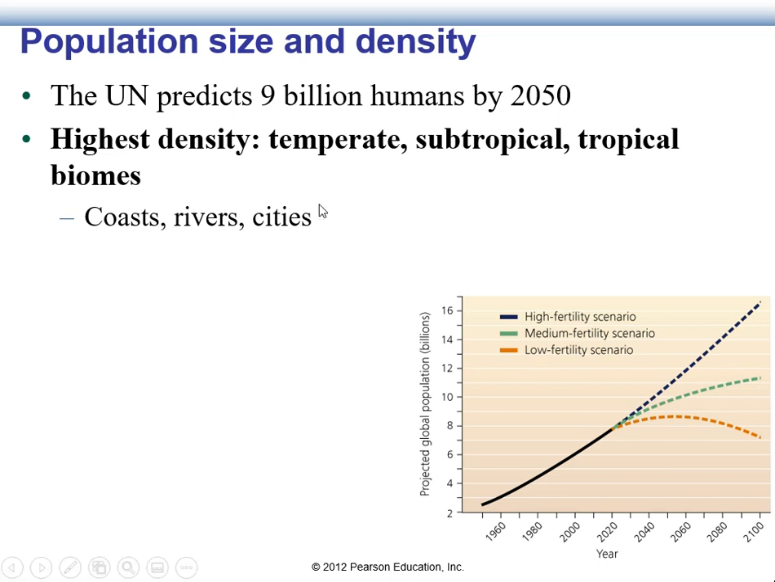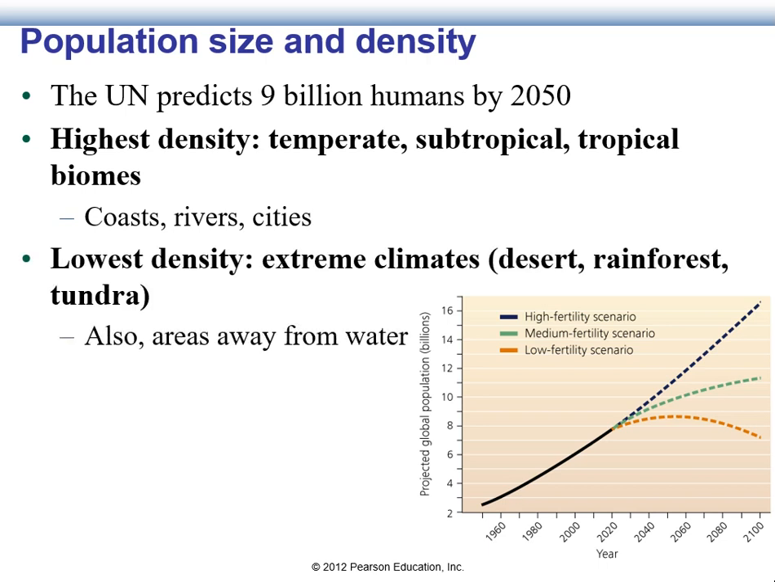Highest density areas tend to be more moderate climates, warmer climates, temperate, subtropical, and tropical biomes, and especially near water, near rivers and coasts. People have largely congregated in cities now. More than half of the human population lives in cities. Lowest density areas are where there are more extreme climates, like in the desert or in the tundra, and areas away from the water on the interior of continents.